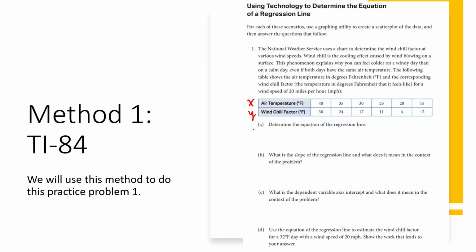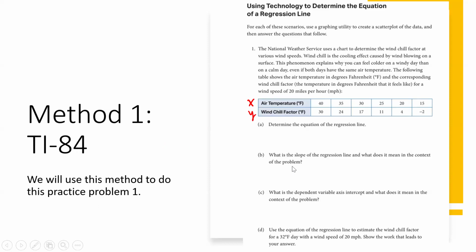Okay? So when that 20 mile per hour wind is coming in, it's knocking down what it really feels like outside. Does that make sense? We've all experienced that chill that hits us real quick, right? So what we're going to do here is determine the equation of the regression line. In order to do this, we have to put this into our calculator and figure it out.